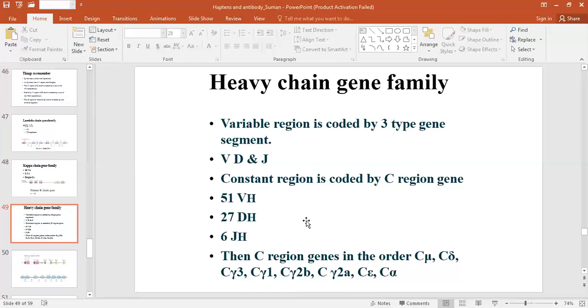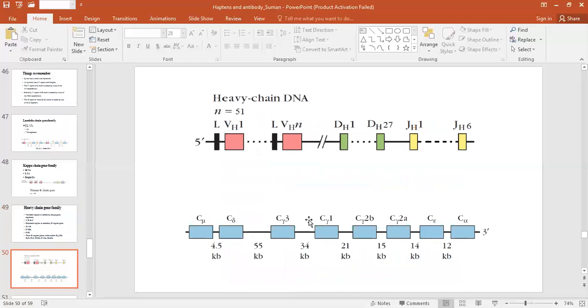But if you go for the heavy chain gene family, then you can see the variable region is coded by 3 types of gene segments, that is V, D, and J. And here you can see the constant region is coded by the C region genes, and the C region genes are in the order of C mu, C delta, gamma 3, gamma 1, gamma 2b, gamma 2a, C epsilon, and C alpha. The variable region is coded by 51 VH, 27 DH, and 6 JH genes. So here is the arrangement of the heavy chain DNA.